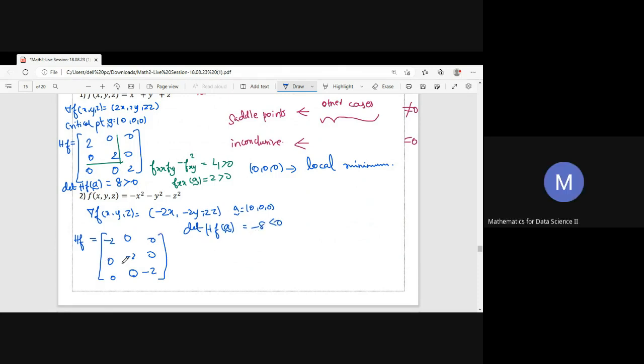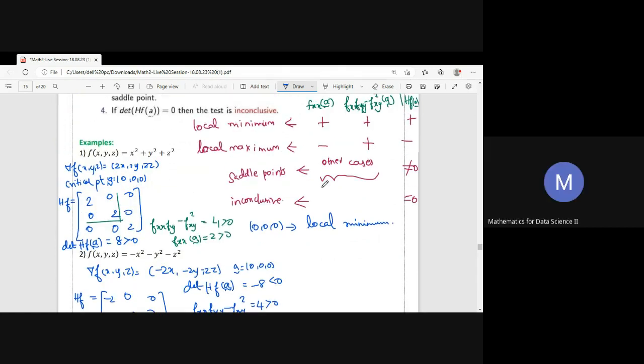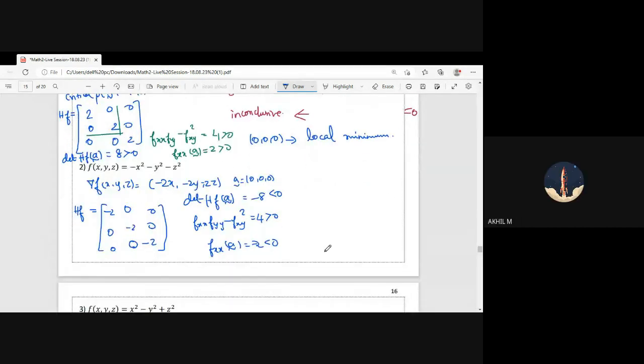Now, what about the determinant of this part here? Plus 4. Positive. And the value of this part here, fxx, is minus 2, negative. So negative, positive, negative. Which case is this? Local maximum. So this point is a local maximum.